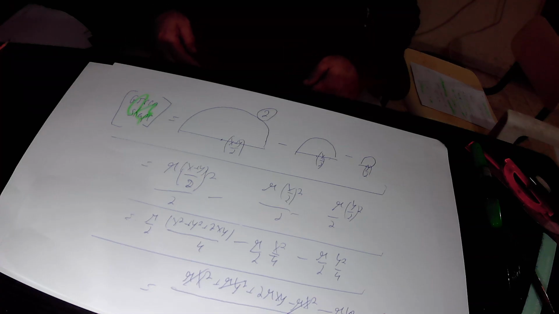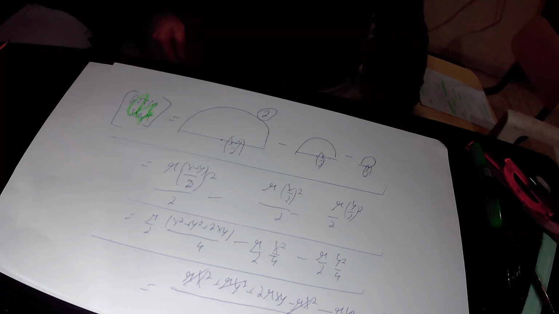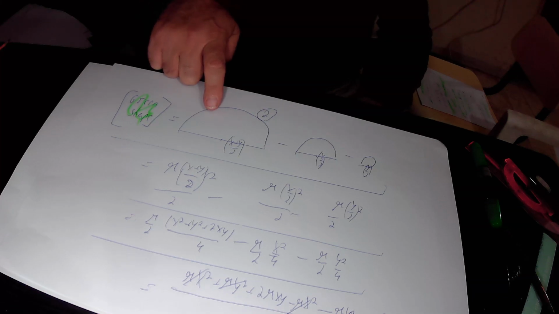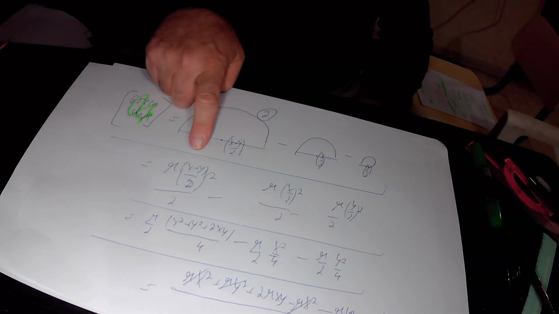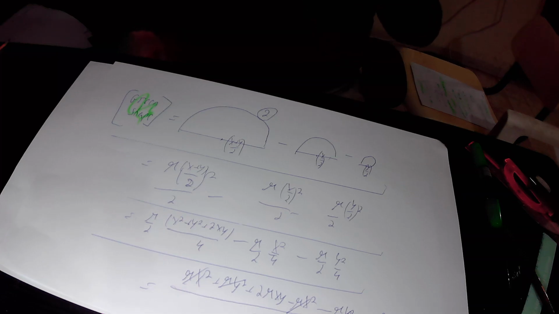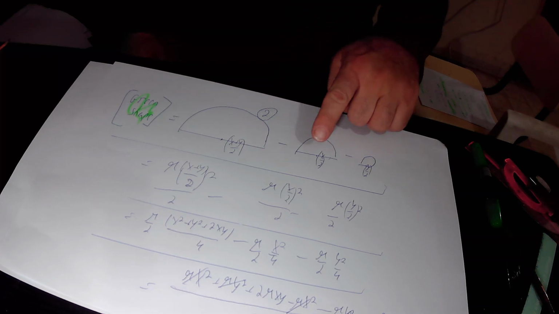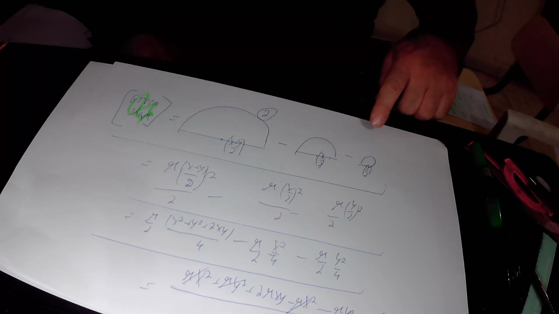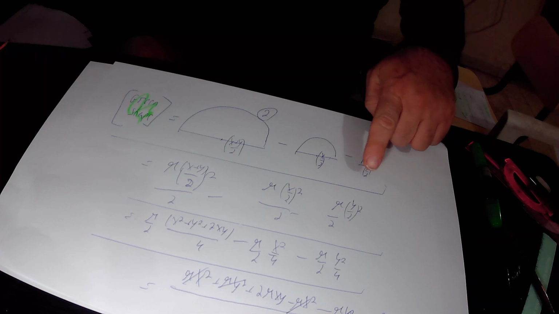We know that the area of any semicircle equals pi times the radius of the circle squared, over 2. Therefore, the area of the biggest semicircle must be equal to pi times the radius squared, that is ((x plus y) over 2) squared over 2. Likewise, the area of the medium semicircle is pi times (x over 2) squared divided by 2. And finally, the area of the smallest semicircle is pi times (y over 2) squared over 2.